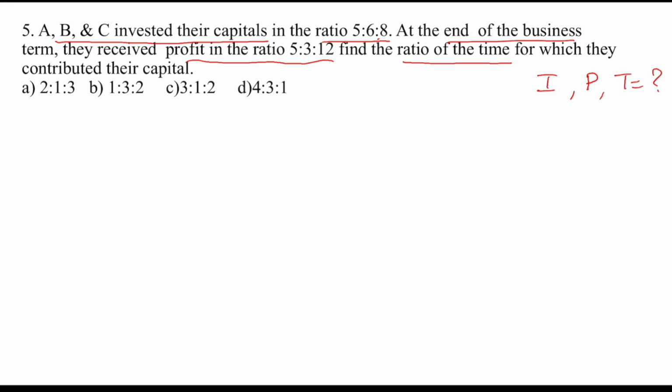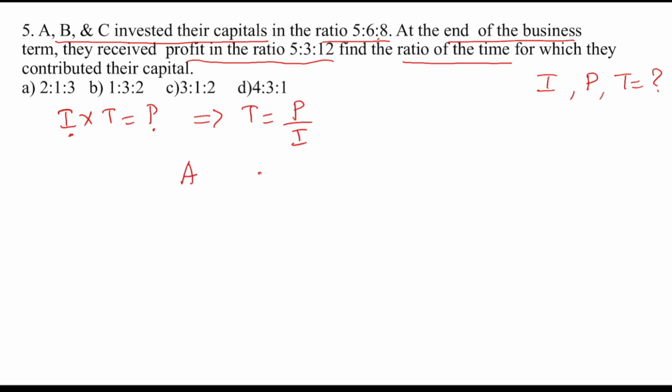Okay. Now we know that investment into time is equal to profit, isn't it? Now we want time. They have given investment, they have given profit, we want time. So time will be how much? Time will be profit divided by investment, isn't it? So time ratio is nothing but profit divided by investment.